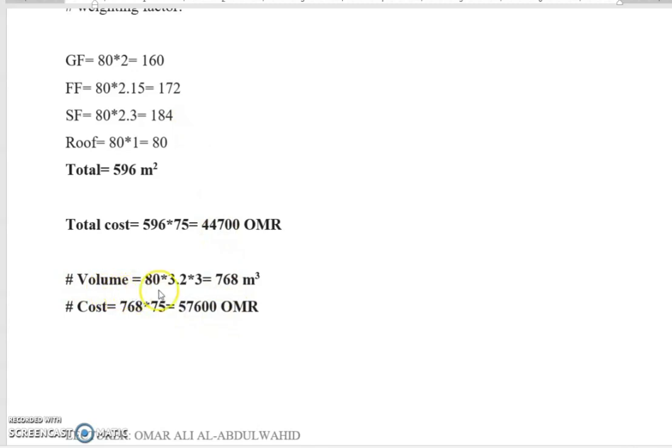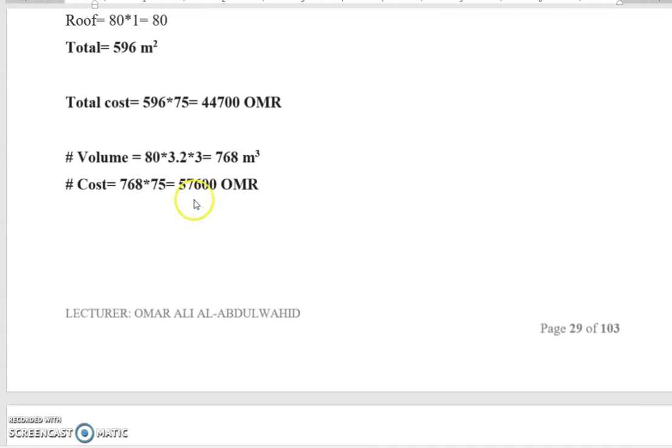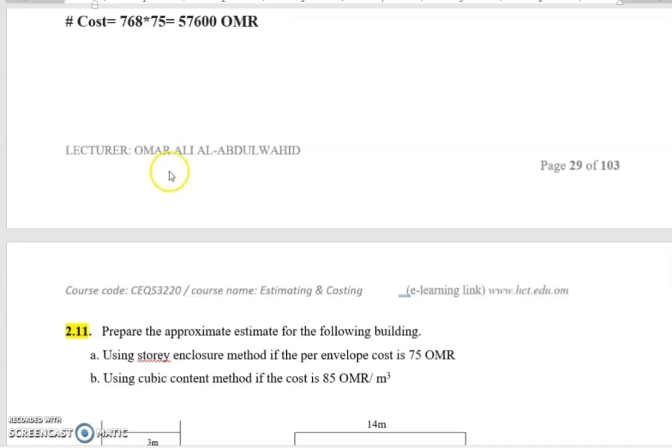You may notice here that the volume content method is more expensive than this one. So it depends also on what kind of measurement method we are using. We can accordingly see which one is more expensive, and accordingly cost or estimate the cost of the building.